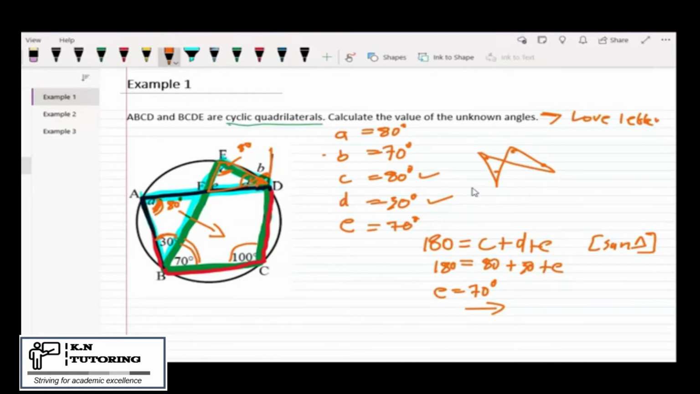I again apologize for the glitches that we had in this lesson, but I hope that this is not going to deter you from enjoying these lessons of Euclidean geometry. We'll now move over to example number 2.